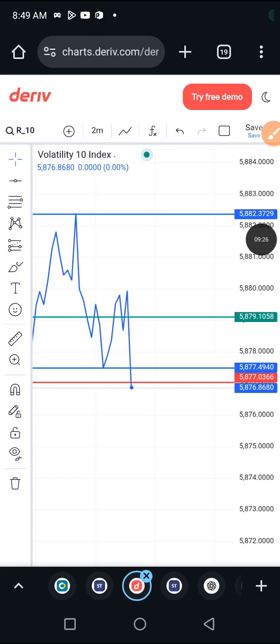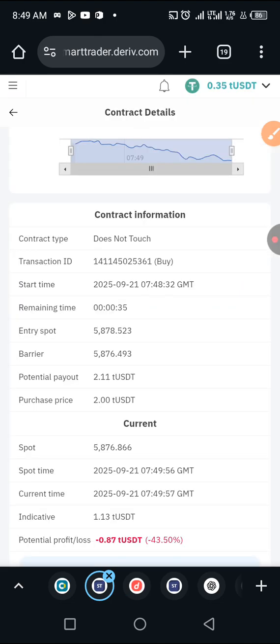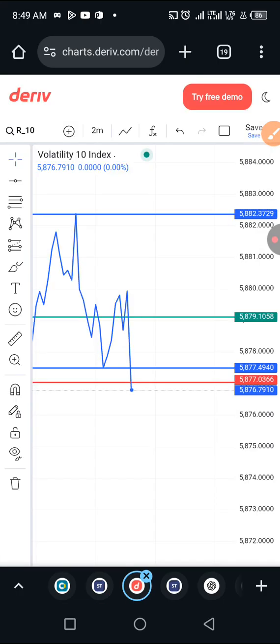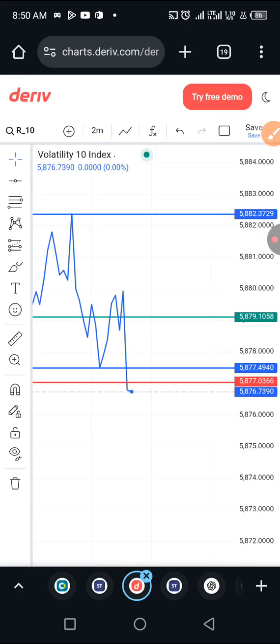Alright guys, I think it has almost hit our stop loss, and the time is almost done. So let's see whether this is going to respect our zone or not. Oh, it has hit the stop loss. Just a few seconds left. Let's wait. It has almost hit the stop loss. So this is a wrong trade for us. Wow.